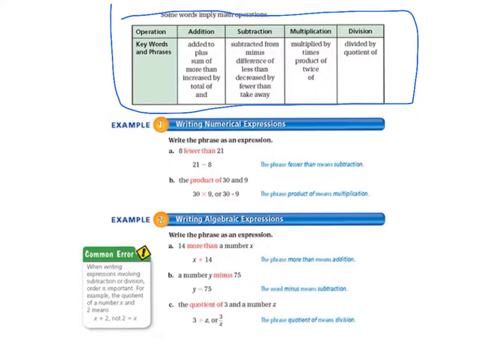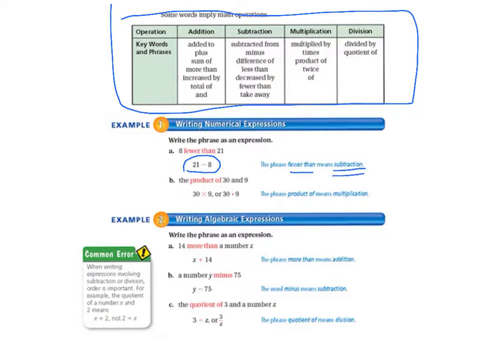So let's look at example 1, writing numerical expressions. Write the phrase as an expression. A has 8 fewer than 21. So we would start with 21, and then we want to go 8 fewer than that, so we would subtract. So the phrase fewer than means subtraction.